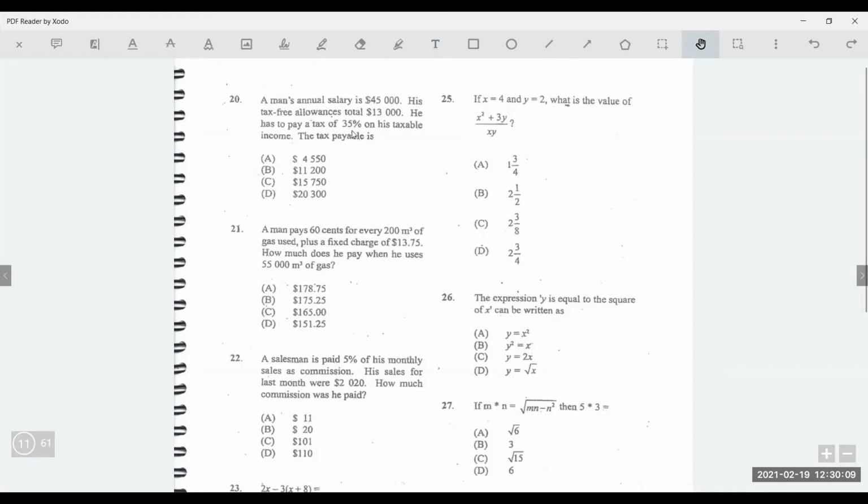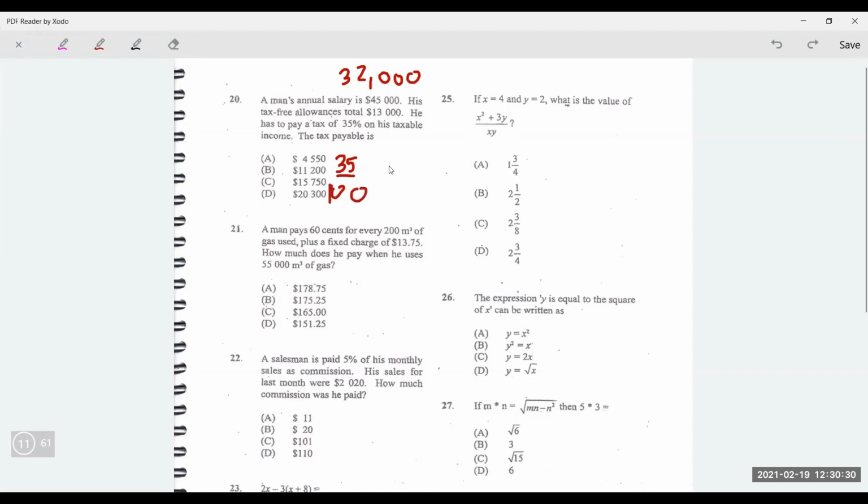Well, he's only paying 35% of the remainder. So 45,000 minus 13,000 is 32,000. So he's paying 35% of 32,000. So we need to find 35% of 32,000. Because that 13,000, no tax can touch it.